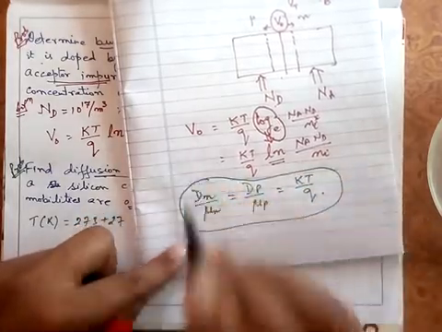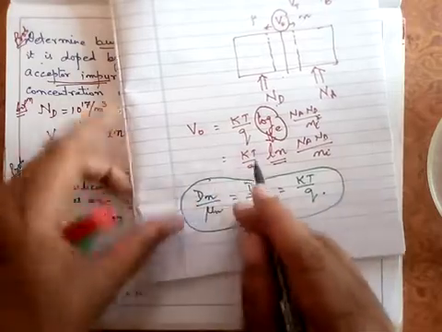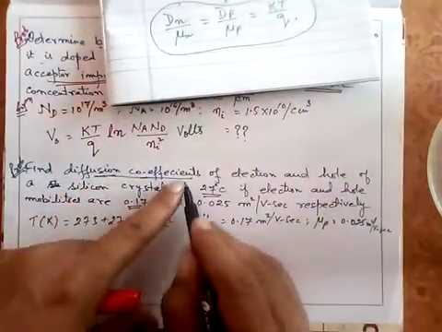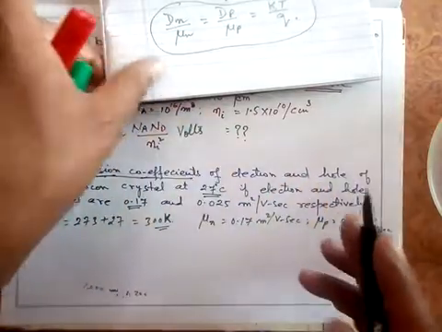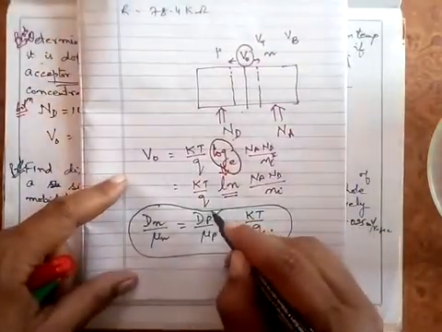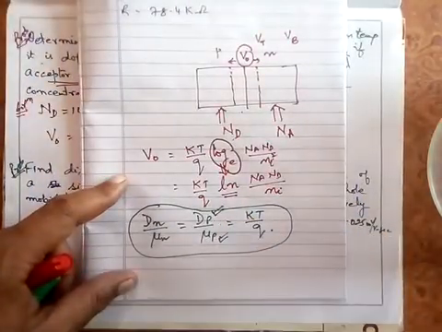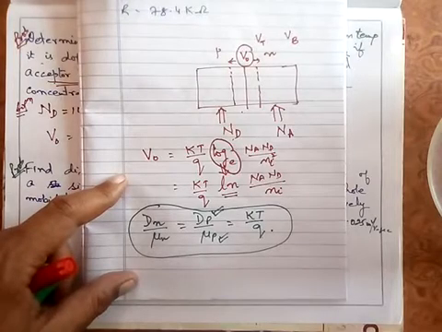This is the Einstein relation that I discussed with you. So from here, it is a very simple problem. You have to find this diffusion constant. It says determine the diffusion coefficients of electrons and holes. This is the diffusion constant of hole and this is the diffusion constant of electron. I hope that this is clear to you.